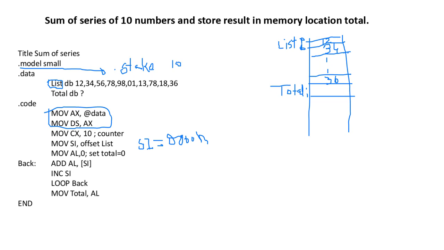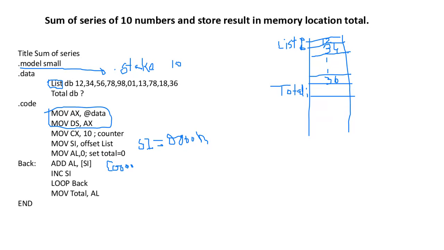Now I said move al comma 0 at the beginning. If we add many numbers, at the beginning the sum is 0, so move al comma 0. Then add al comma square bracket si. Square brackets mean a memory location. So it means AL plus the data at the memory location. What is the offset of that data? 0000H.